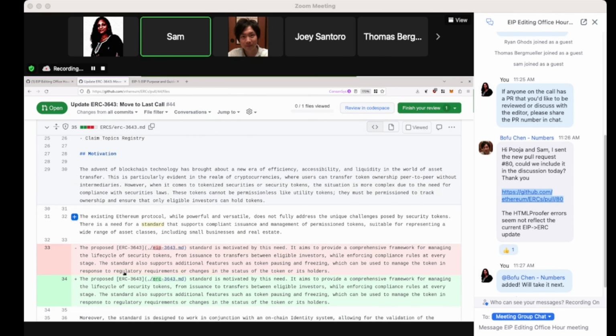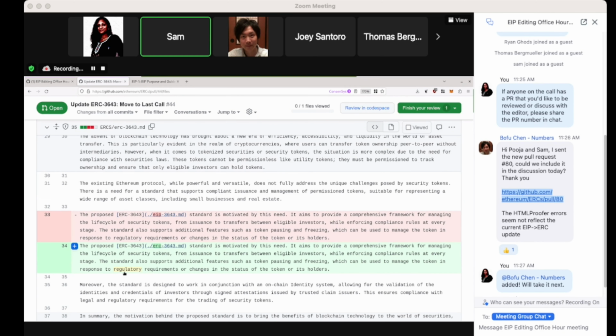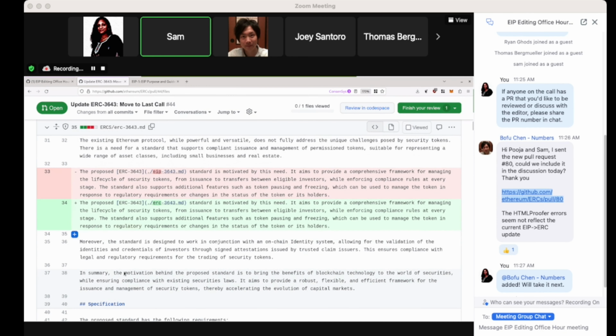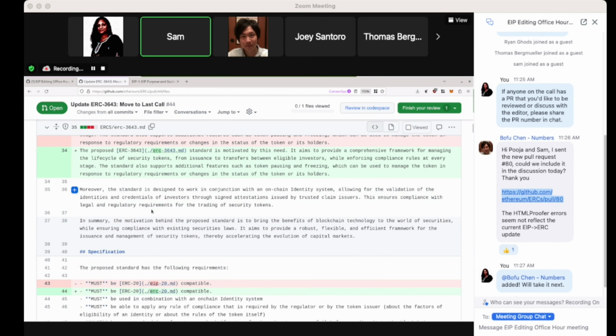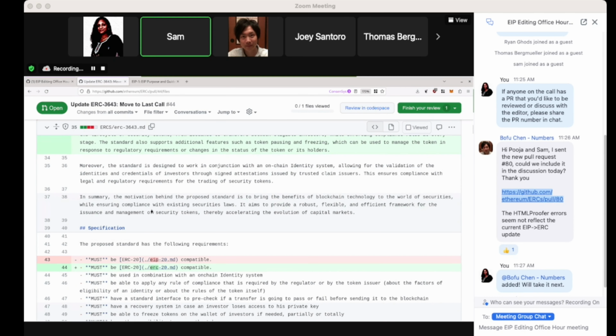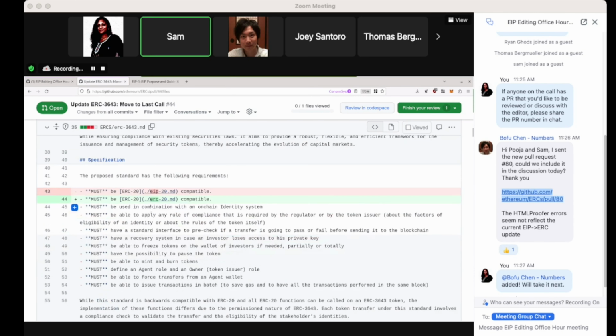Neat. The proposed standard is motivated by this need. It aims to provide a comprehensive framework. The standard is designed to work in conjunction with an on-chain identity system, allowing for the validation of identities and credentials of investors through signed attestations. The identity system must be used to apply any rule of compliance that is required by the regulator or token issuer.